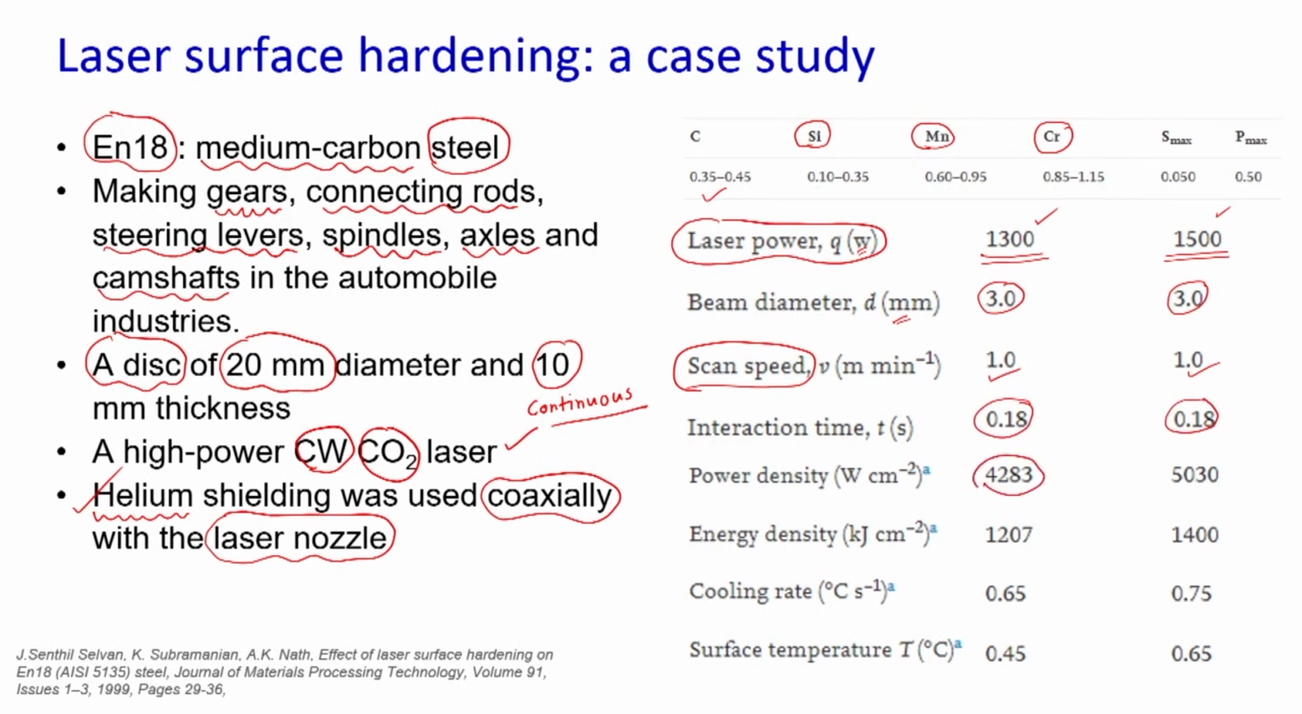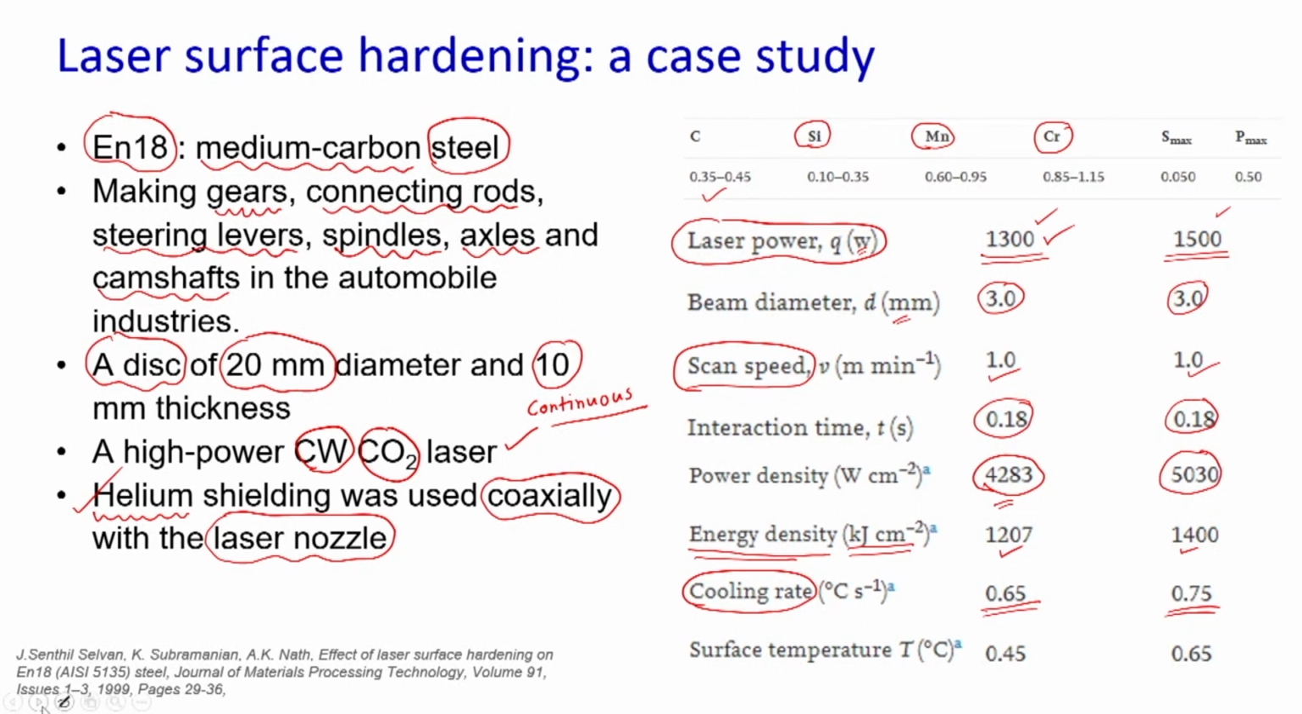The power density is getting changed as the power is getting changed. So, for 1300 watt the density is less, naturally, it is 4283 watt per centimeter square. For 1500 watt it has increased to 5030 watt per centimeter square. The energy density in kilojoule per centimeter square is there on your screen. The cooling rate has been computed, that is about 0.65 to 0.75 degree centigrade per second.